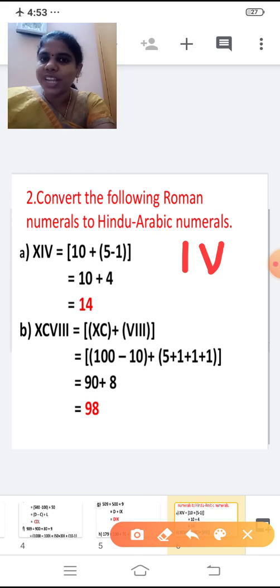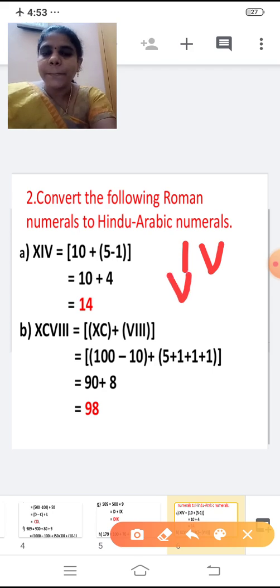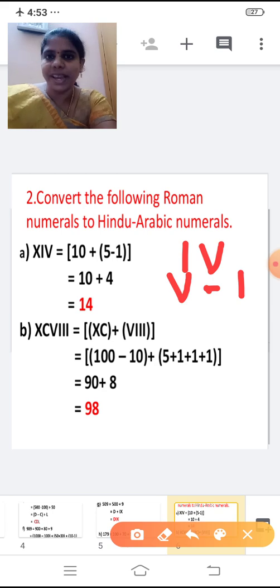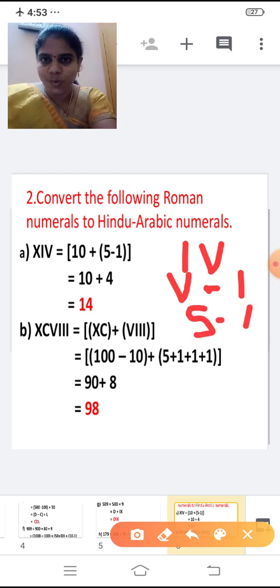So if the smaller one is placed before the larger one, what you have to do? You're going to subtract the smaller one from the bigger one, right? V minus I. What is the value of V? 5 minus 1. So the 5 minus 1 is 4. Now add all together. 10 plus 4, 14.